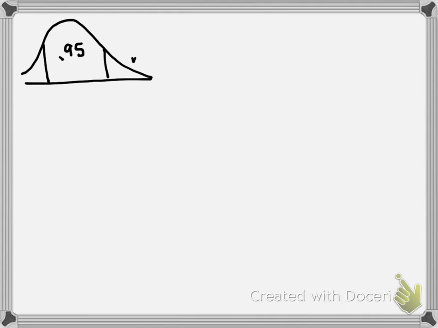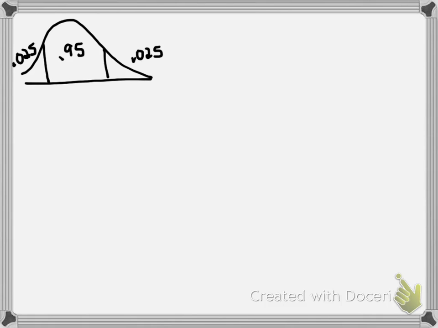In example 3, we need to construct a 95% confidence interval estimate of the population standard deviation. We need to start by finding chi-square on the left and chi-square on the right. So let's start with a sketch. 95% confident, so 0.95 in the center. That leaves 0.025 in each tail.